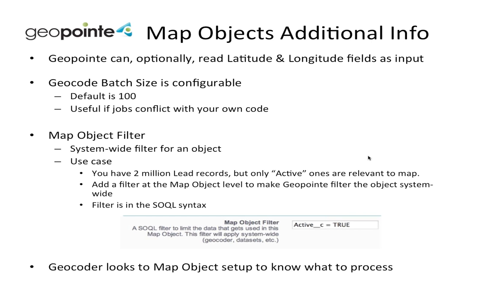The Geopointe batch size, the geocoding batch size, and I'll get more into geocoding, is configurable object by object. So by default, when you set up an object to be mapped, we're going to process 100 records at a time. We do many batches of 100, but each process is going to do 100 records at a time. If you have development in-house, maybe triggers you built and such, and you haven't done it in such a way that it can handle getting updates to 100 records at once, we have the ability for you to configure that.